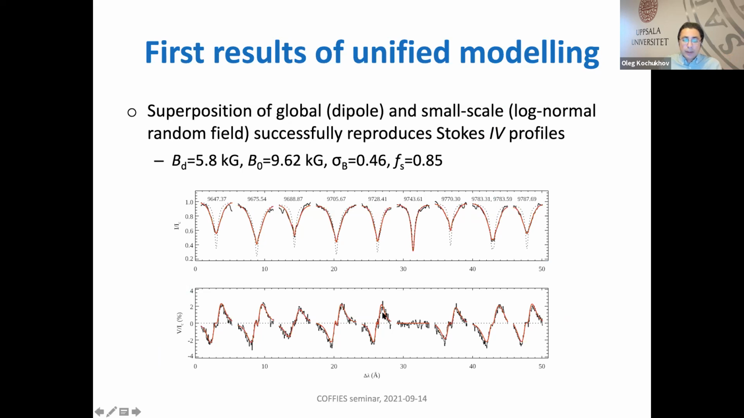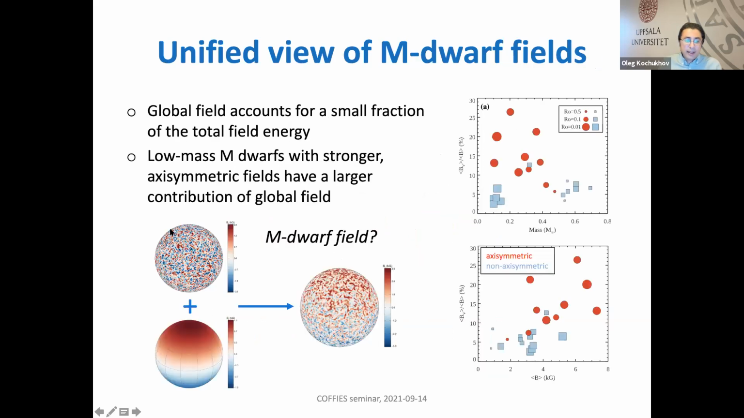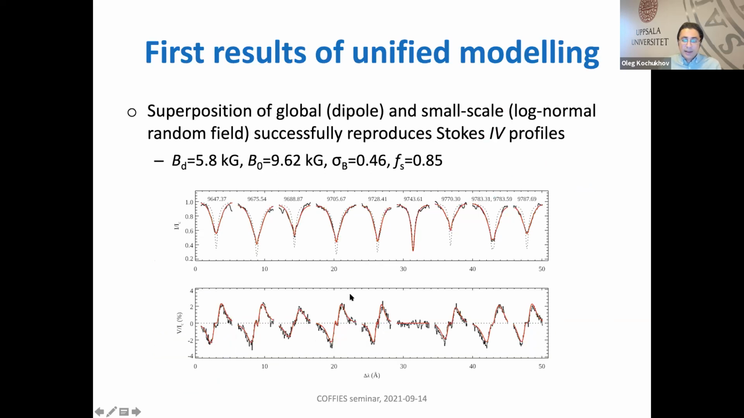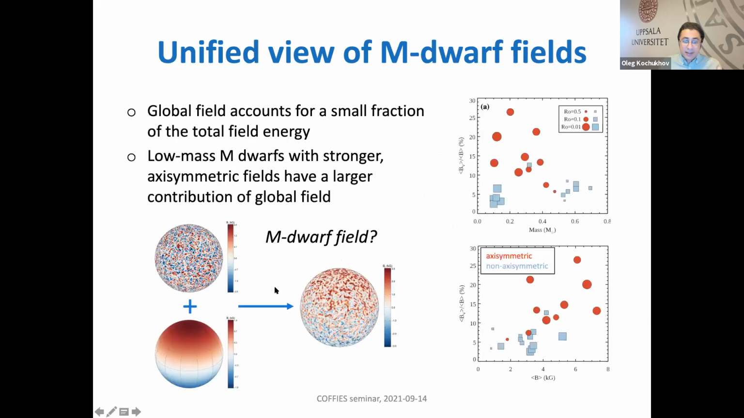And it is indeed possible to reproduce both Stokes V profiles and Stokes I profiles of these selected stars using a parameterized model, where I have some distribution of field strength, assuming random field, and then I have an axisymmetric dipole. So this is the comparison of observations and one of these models. I don't really want to go into great detail in explaining this, but the message is perhaps that this understanding of the magnetic field of M-dwarfs is not very far from reality.